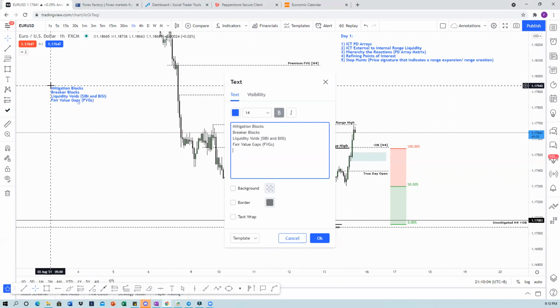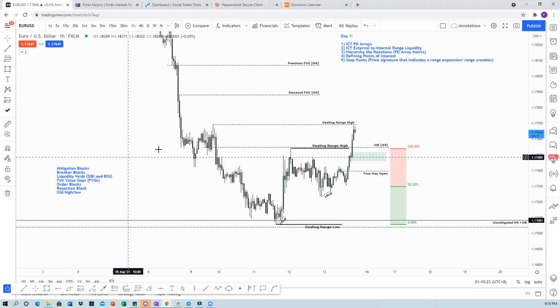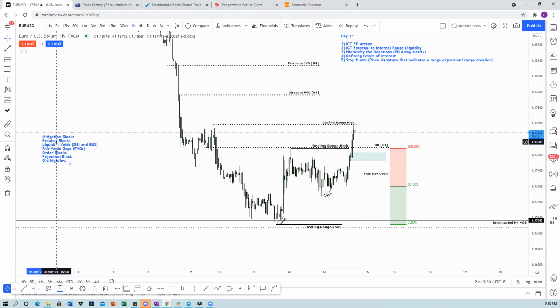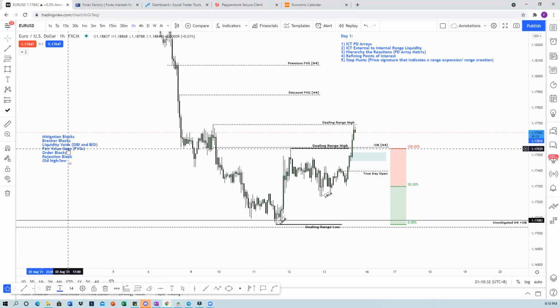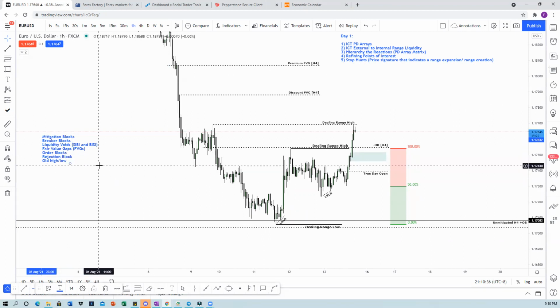Then you have order blocks. After an order block, what do you have? Rejection block. After rejection block, you have hold high, low. Okay, this is how the PD array matrix works. Now see, we know what an ICT PD array is, and now we are looking at the hierarchy in which they work. Mitigation block, breaker block, liquidity voids, fair value gaps, order blocks, rejection block, and hold high, low.